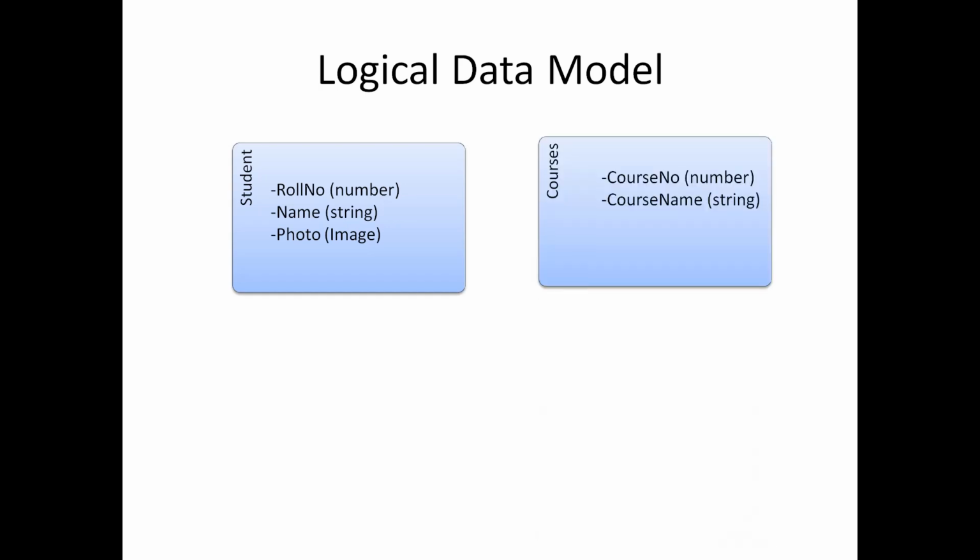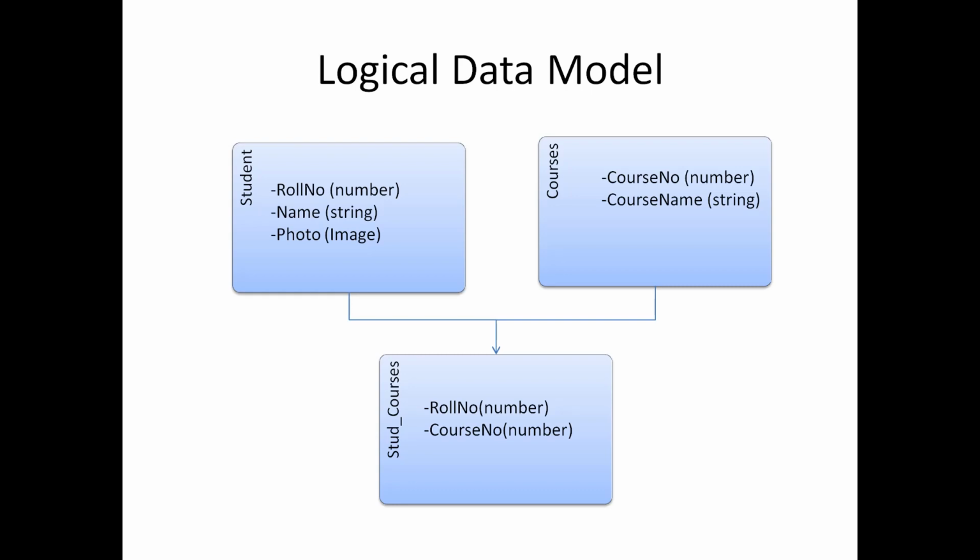There could be another entity, which is courses, because the student will be appearing for the courses, and that courses entity could have attributes like course number, course name, etc. Then these two can be combined, wherein one student is probably appearing for different courses. So that could be a student courses entity, where we are telling that this roll number is appearing for these multiple courses.